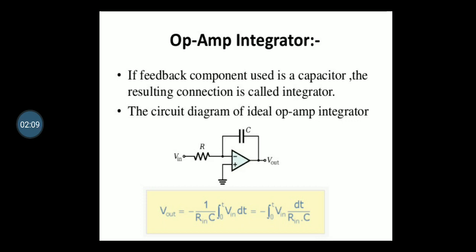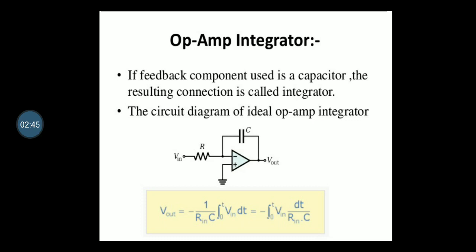Here the process of integration is complementary to that of differentiation. A circuit in which the output voltage waveform is the integral of the input voltage waveform is the integrator. Such a circuit is obtained by using a basic inverting amplifier configuration with the feedback resistor RF replaced by a capacitor CF. Therefore, the output voltage Vout is equal to minus 1 by RC integration of 0 to T Vin dt.